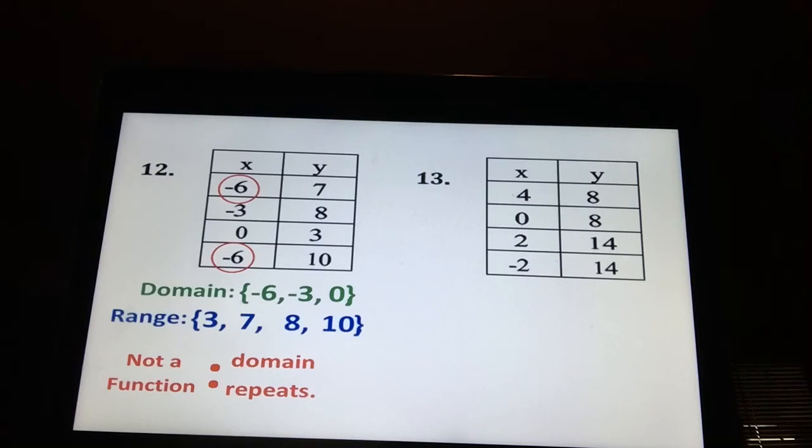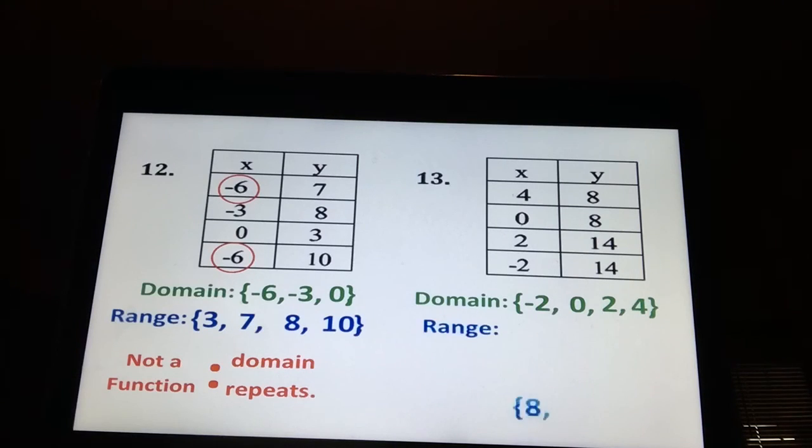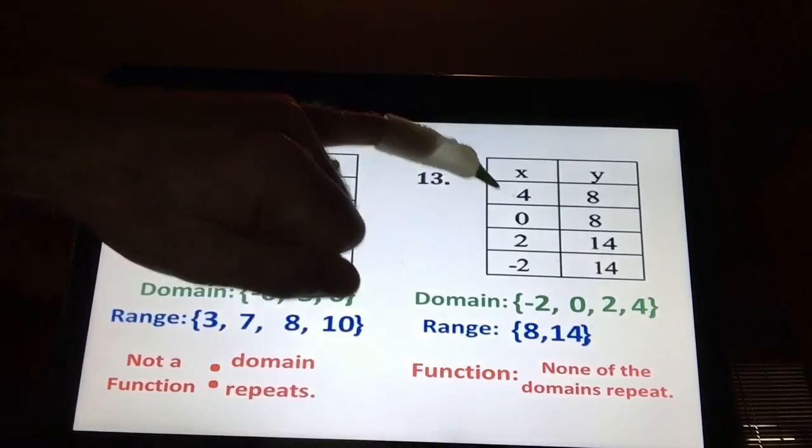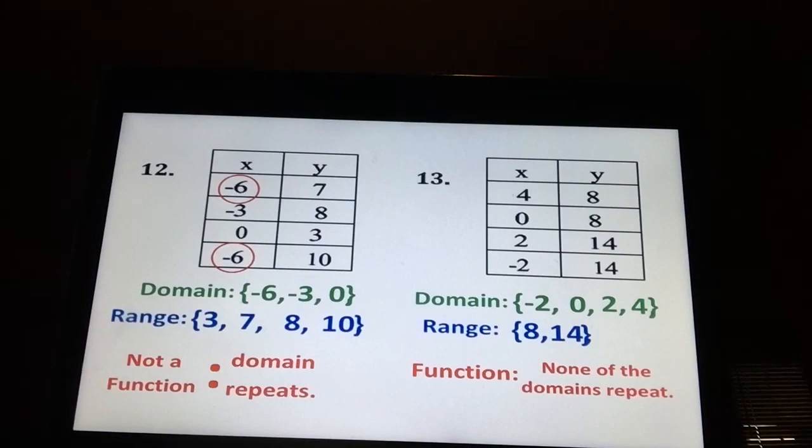Now for number 13, the domain in order, we're going to start with negative 2, then we go up to the 0, then the 2, and then the 4. The range, we only have 2 this time. We have 8 and we have 14. Alright, now the question is this a function or is it not a function? This is still a function because, again, it doesn't matter if the y repeats. We just want to make sure the domain doesn't repeat, and you can see the domain does not repeat over here.